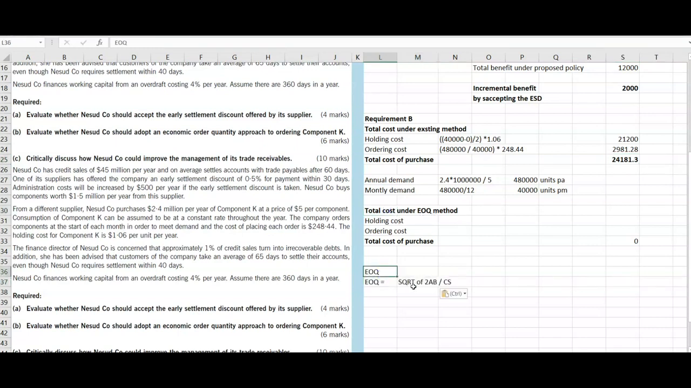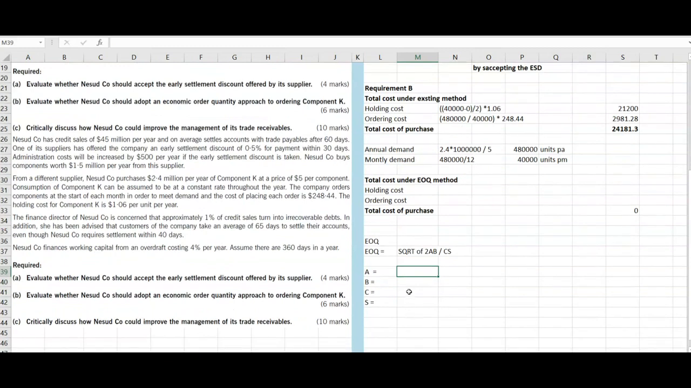For the EOQ method, we have this formula: square root of 2AB by CS. To do this formula, we require certain numbers. We require A, which is annual demand. We require B, which is the ordering cost. We need C, which is cost per unit, and we need S. Okay, so we need these numbers. First, we'll try to find out whether these numbers are there. So A is the annual demand. Annual demand in units is here. It's 4,80,000.